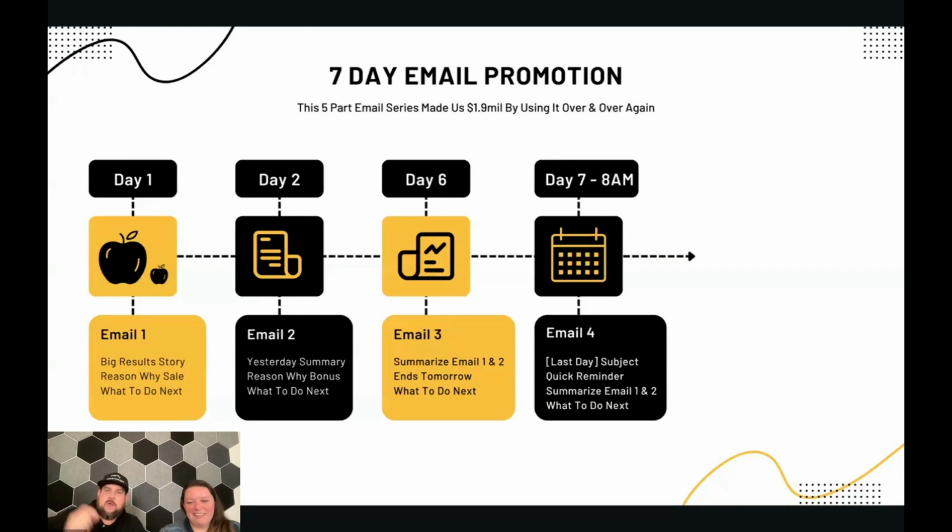Day 7 at 8 a.m. I made it a little late this year on this promotion. I think I sent the email at 8:05 to some of you, and depending on your email activity score, you may have gotten it at 10 o'clock in the morning. If you got it at 10 o'clock, y'all need to be clicking some more, let me tell you. Day 7, 8 a.m., we send "last day" as the subject. There's a little tag in the subject, last day for this thing. Quick reminder, summarize email 1 and 2.